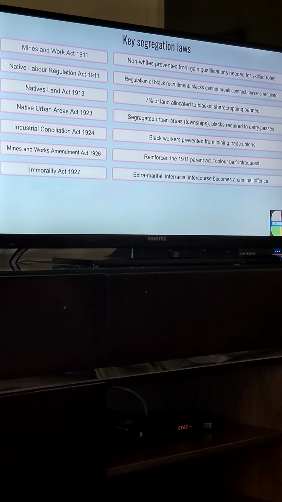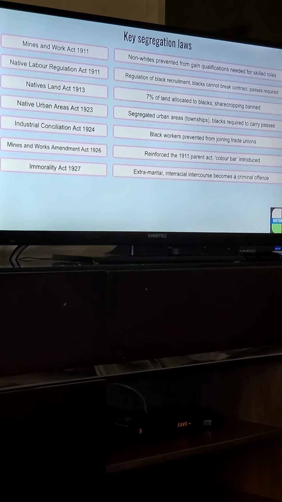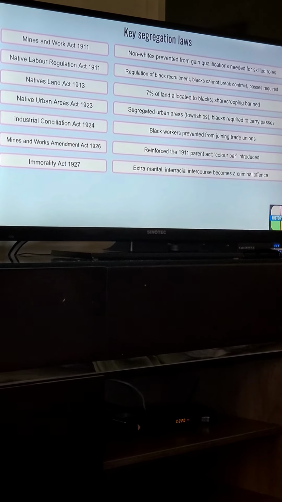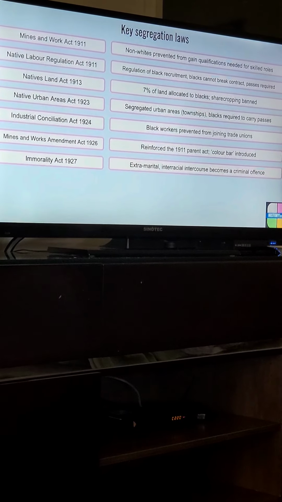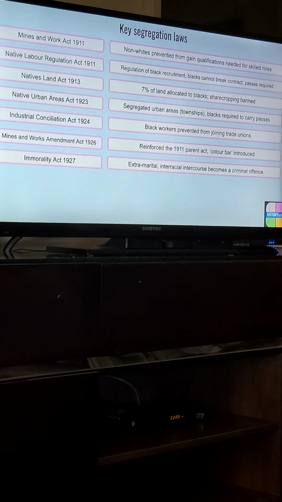The Immorality Act was significant in that it signalled segregation within private lives, and was a foundation for many of the petty apartheid laws that followed. Prison sentences of up to 5 years could be issued to anyone caught having extramarital interracial relations.